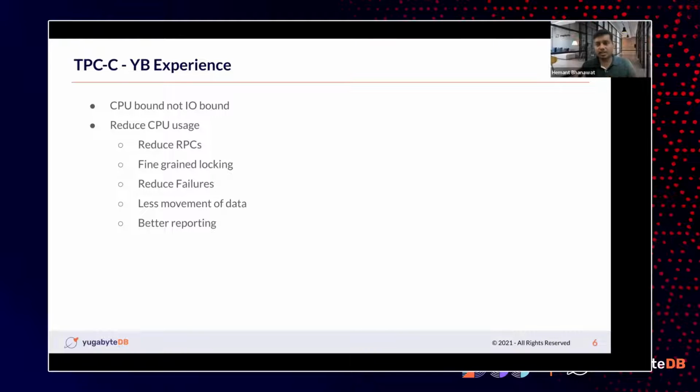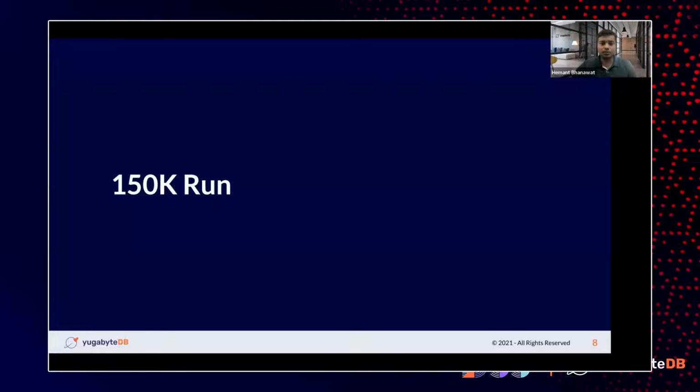We try to move as little data as possible, for the same reason. And obviously, another important aspect is that we are trying to do more and more better reporting. This better reporting is helping us figure out where the bottlenecks are, or the areas where we can do better, right? So this is how we are going with TPC-C. Now I will give the control to Sonal so that she can talk about our 150K run. Sonal, over to you. Thank you, Hemant.